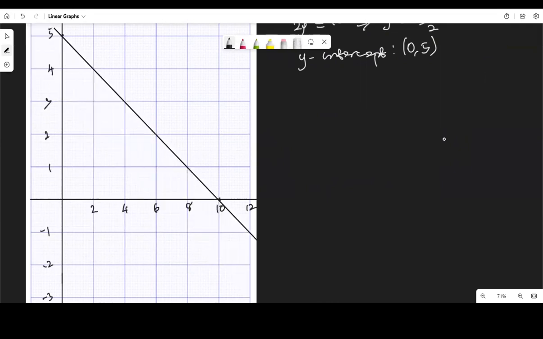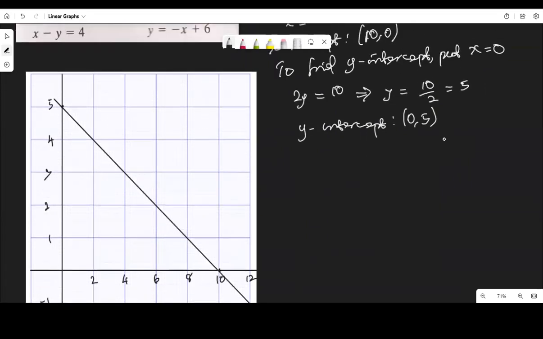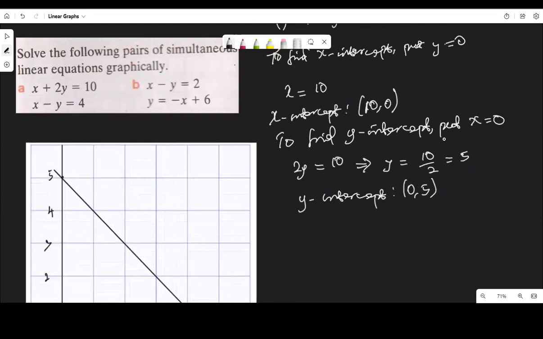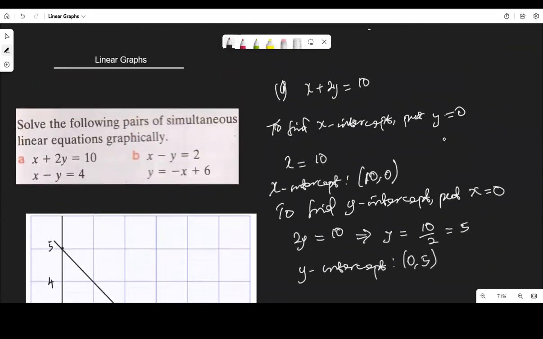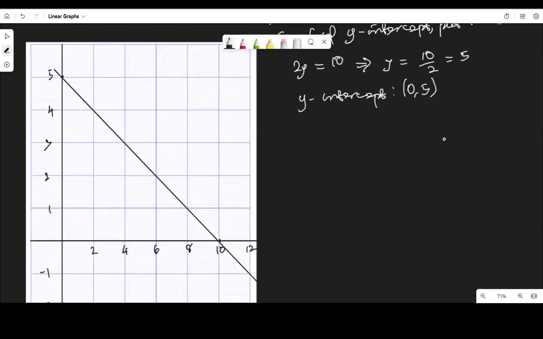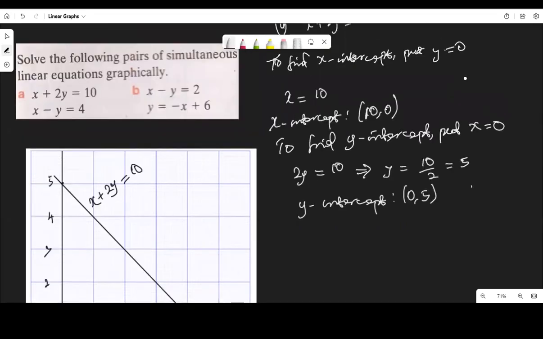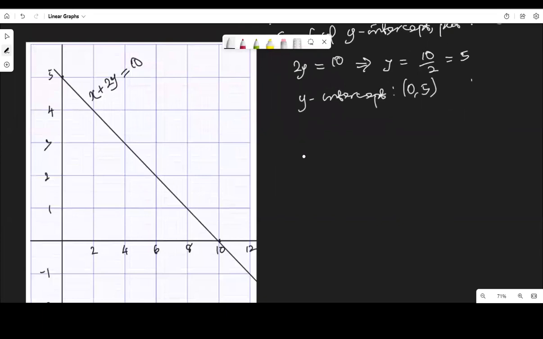That is the first graph, which is, what was the equation? X plus 2y equal to 10. We'll label it on it. X plus 2y equal to 10, that is the graph. Now the second equation, we have the equation x minus y equal to 4.